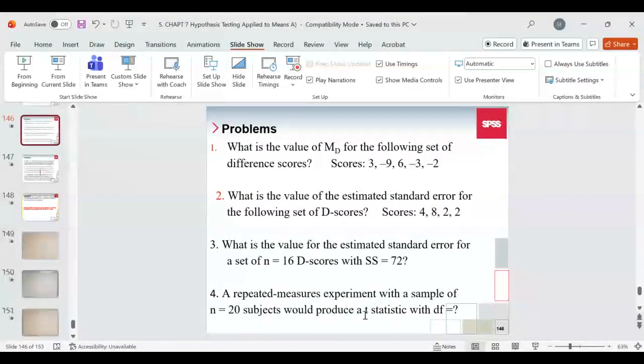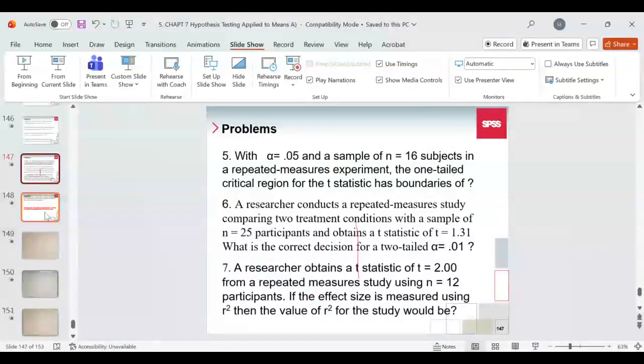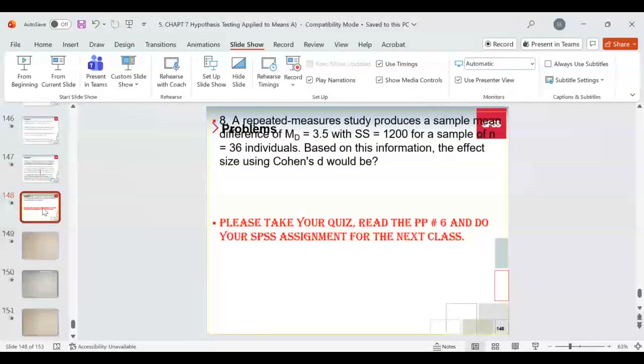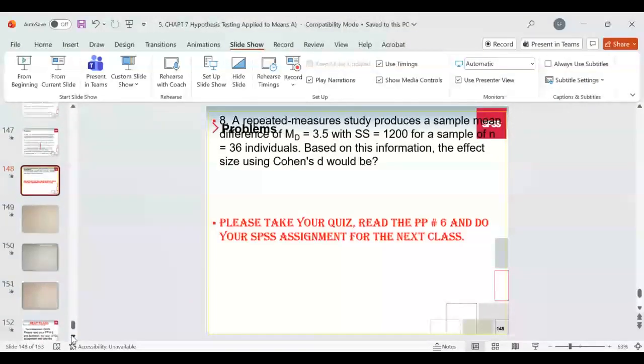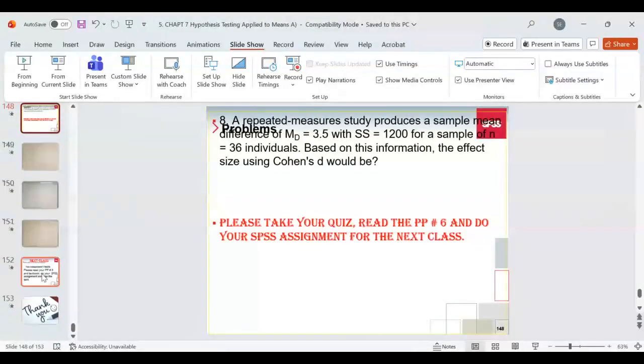A repeated measure experiment with a sample of n equals 20 subjects would produce a t-stat with df of what? So df is n minus 1. That's a no brainer, really. 20 minus 1 is 19. So do the rest, and there's 3 more. They're pretty much the same. And then, again, about 2 weeks from now, we go over the last t-test.